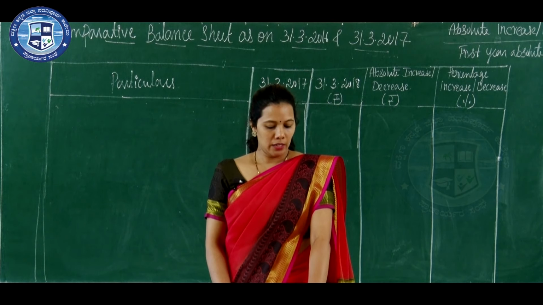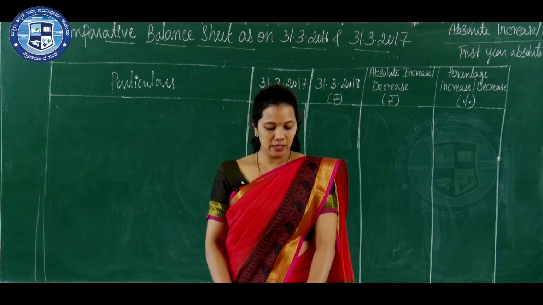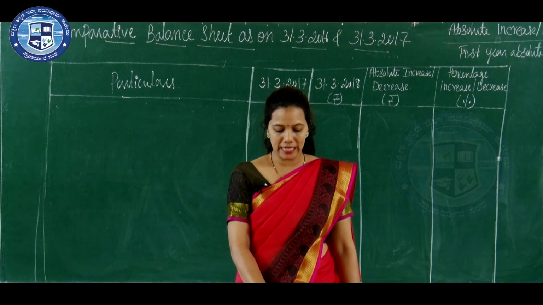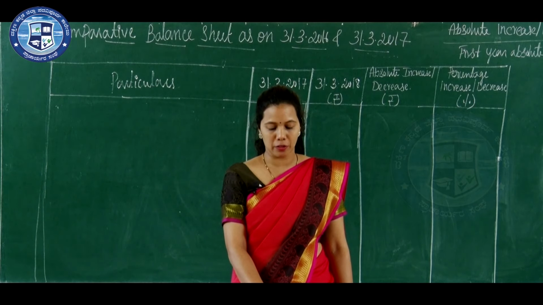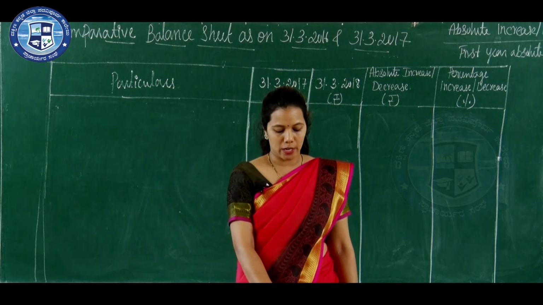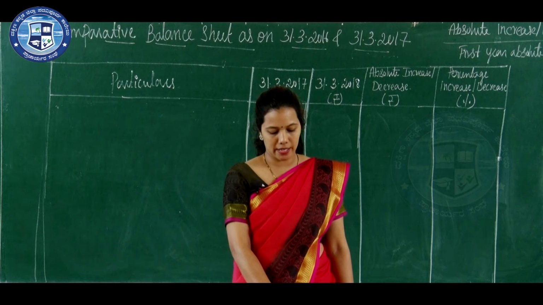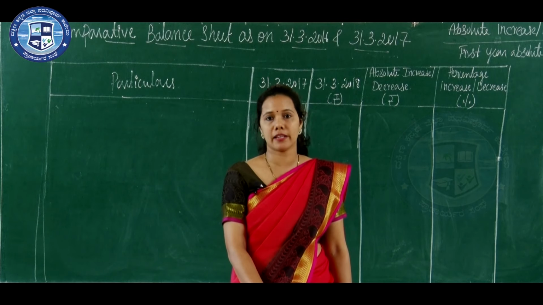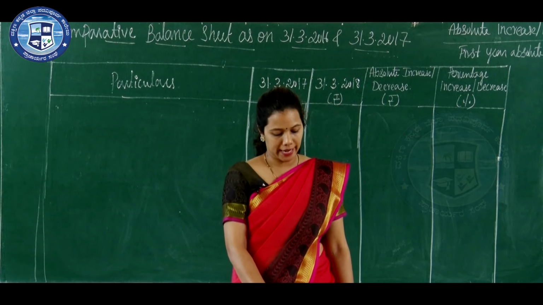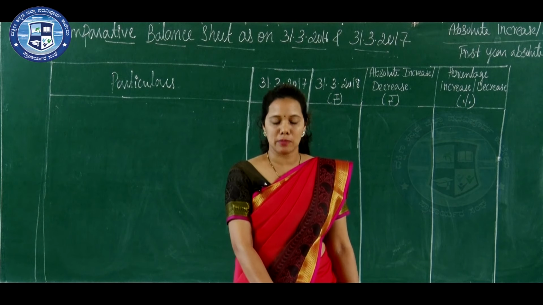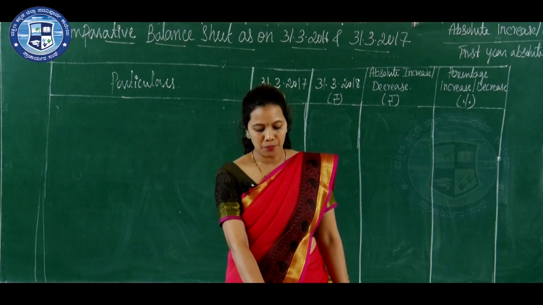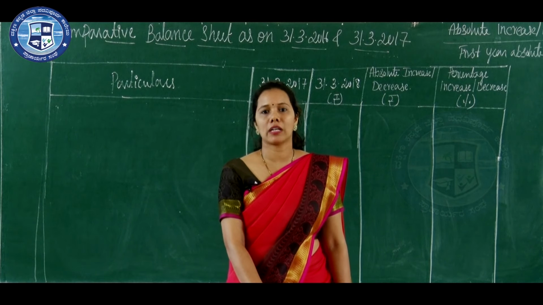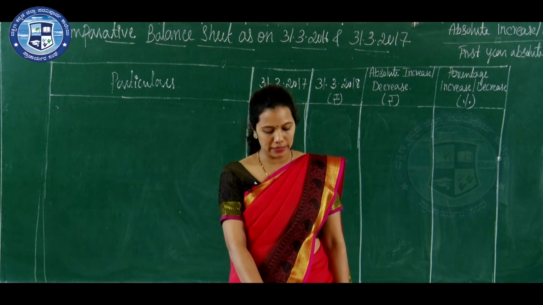Under shareholders' fund you have share capital. Last year it was 15 lakhs and this year it is 20 lakhs. Reserves and surplus, last year 4 lakhs and this year 3 lakhs. Then you have non-current liabilities, under that long term borrowings, last year 6 lakh and this year 9 lakh. Then current liabilities, under that trade payables, last year 2 lakhs and this year 3 lakhs. So liabilities are broadly classified into shareholders' fund, non-current liabilities and current liabilities.